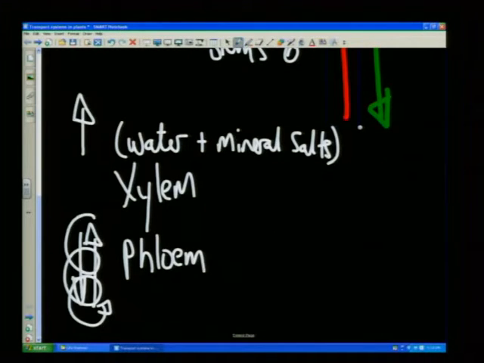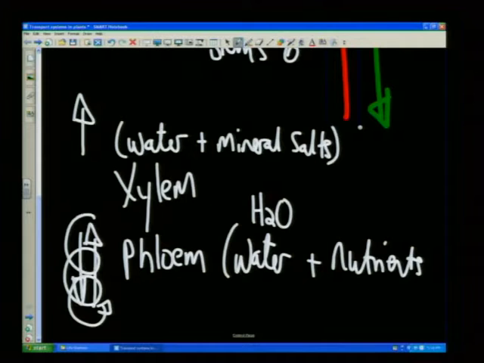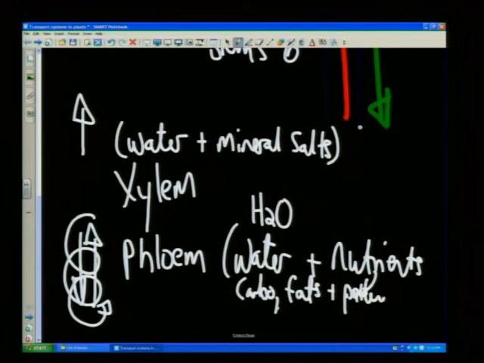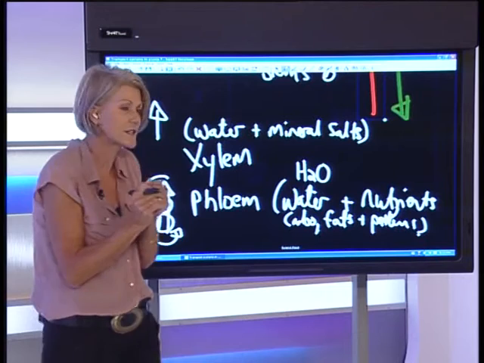And the phloem is going to carry water. You should know water's H2O by now. So water plus nutrients. And what are those nutrients going to be? The nutrients themselves are going to be the carbohydrates, the starch, the fats, and the proteins. And that's what's going to be mixed in the phloem. All right, so this is very important. You've got to understand this.